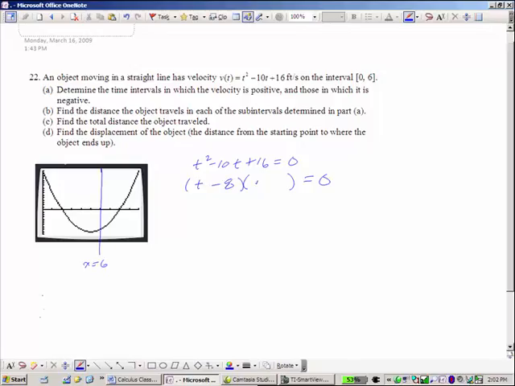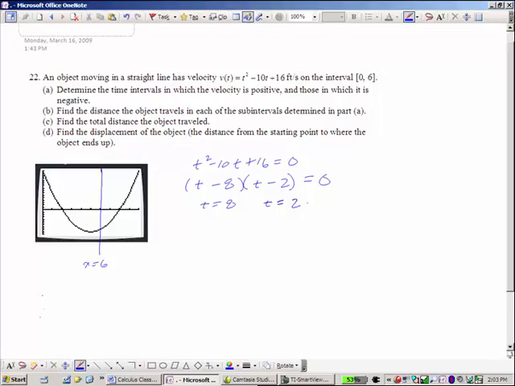T minus 8, t minus 2. So either t equals 8 or t equals 2 makes it equal 0. So quadratic formula, factoring. If you were not algebraically inclined at all today during 8th period, you could have done Calc 0, right? I don't think there's any reason to do Calc 0, but you could have.